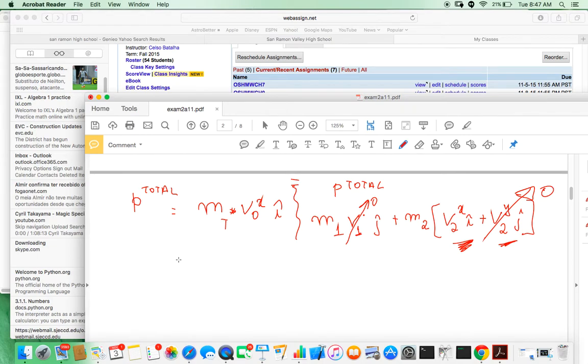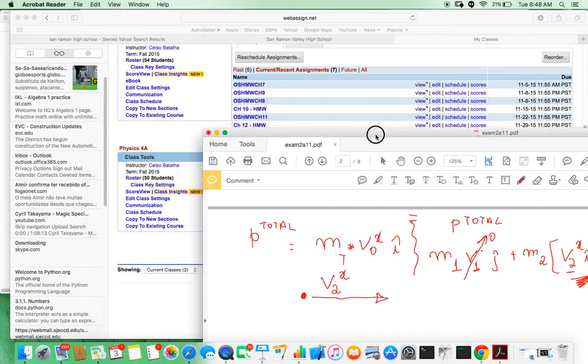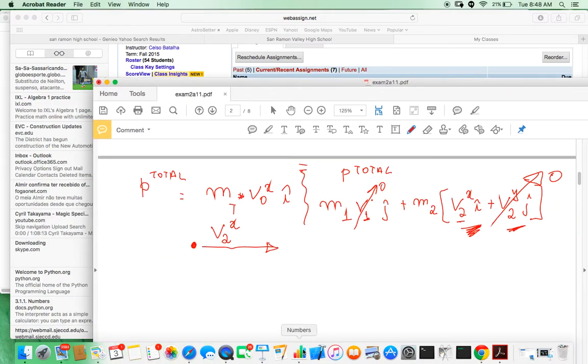Meaning that once the explosion takes place, fragment number 2 flies not with an angle, but also in the horizontal direction, with a velocity I'm calling v2 of fragment 2 in the x direction. And this guy has a mass that we know. So let's plug that information in our table.